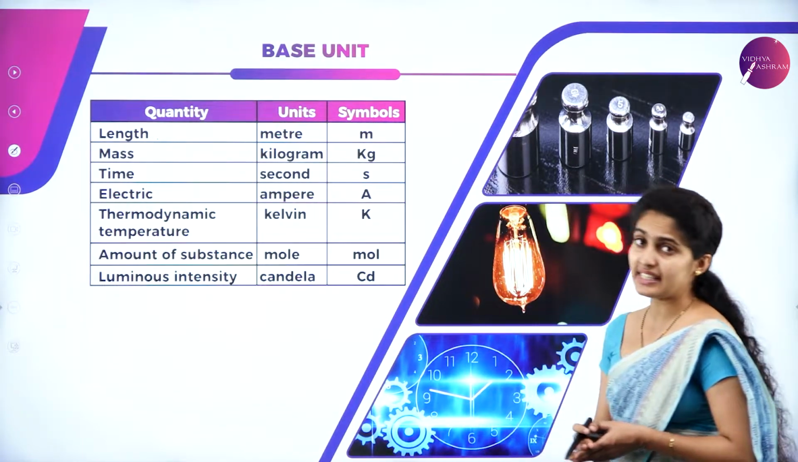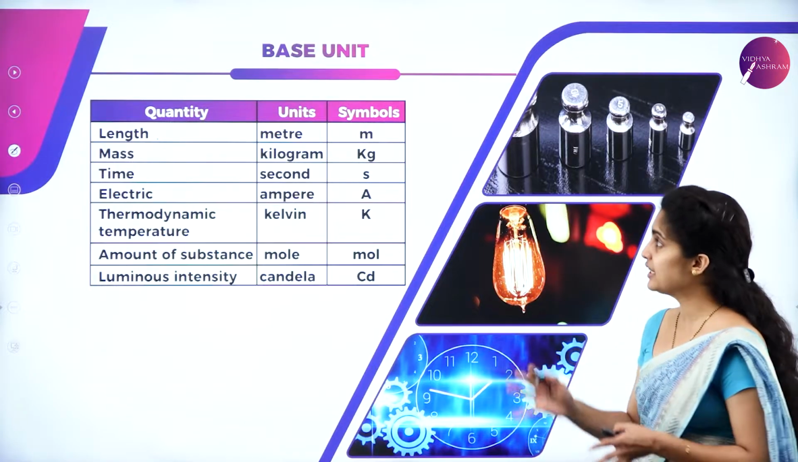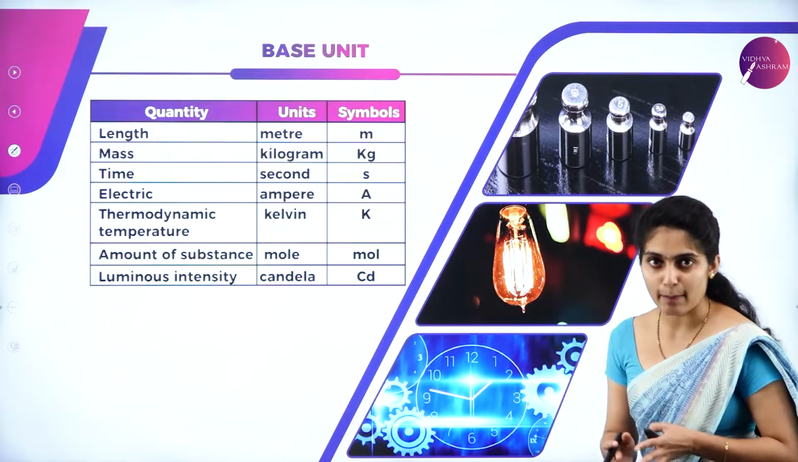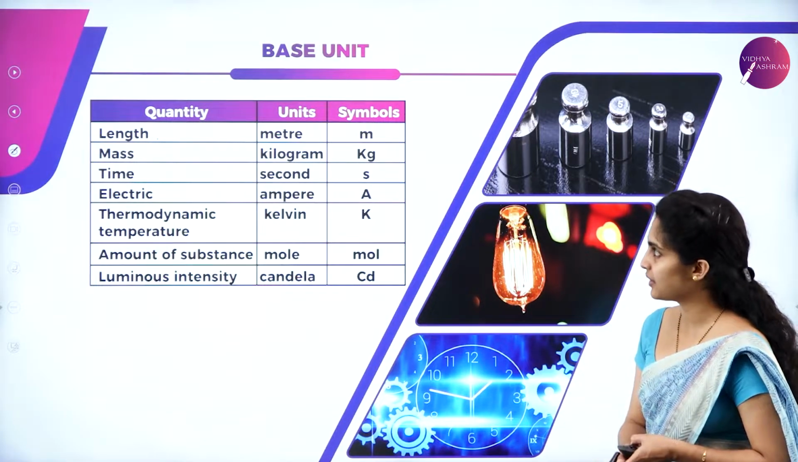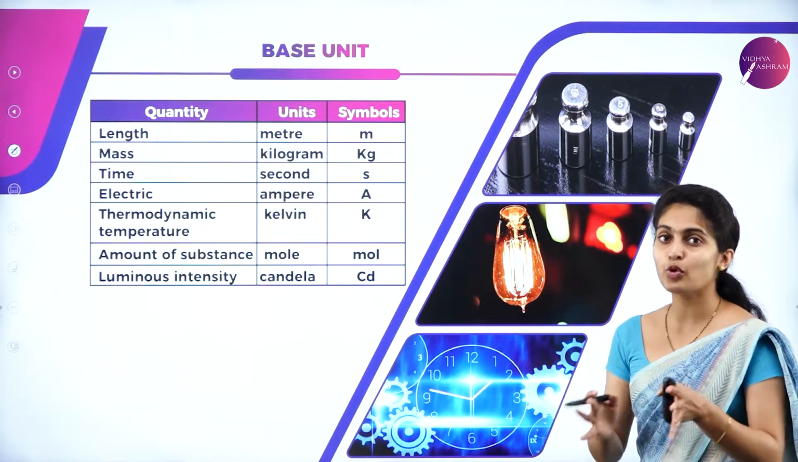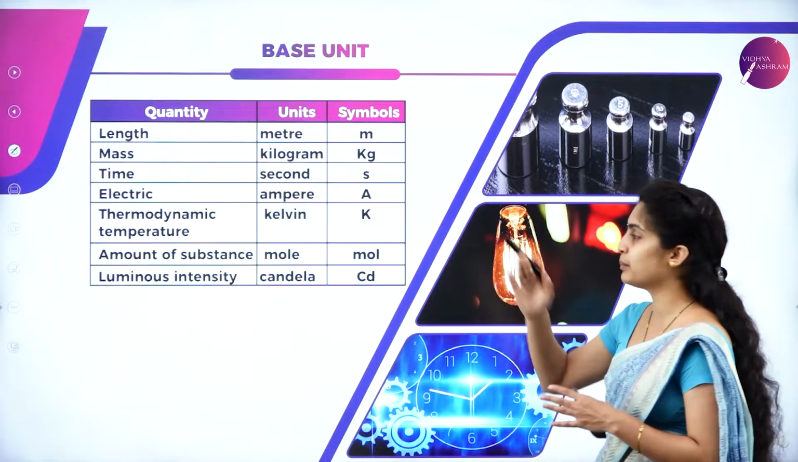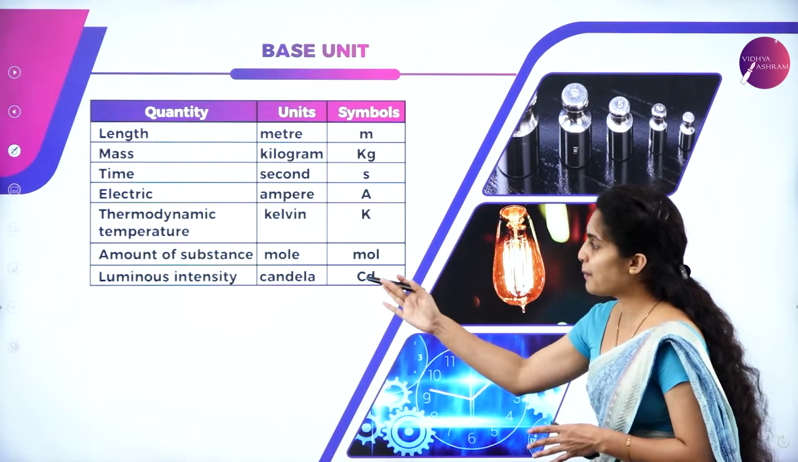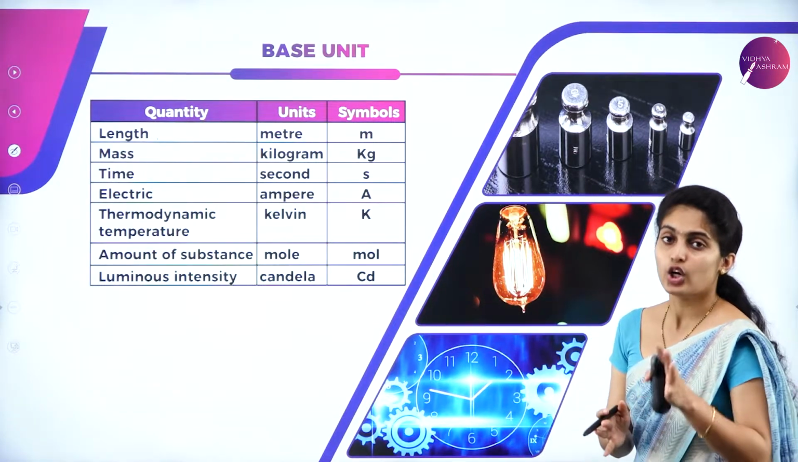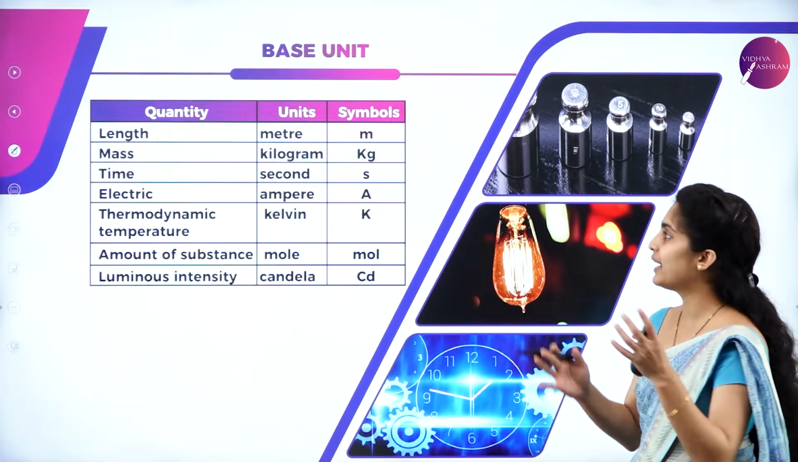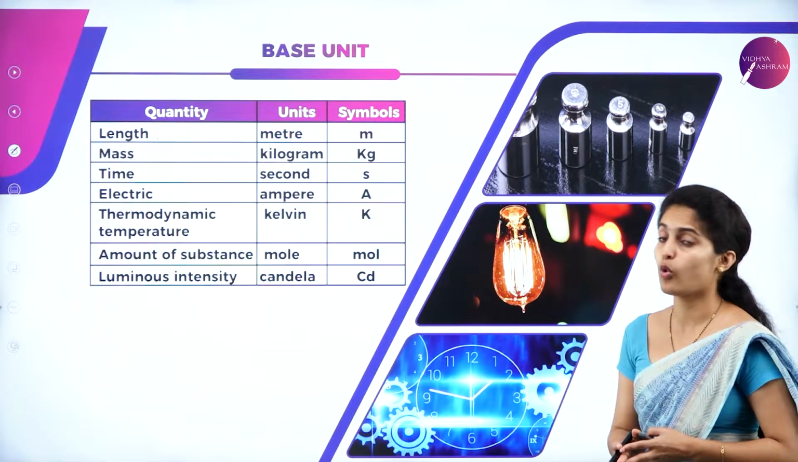The next quantity is electric current, whose unit is ampere, which is given by capital letter A. The next quantity is thermodynamic temperature, which is measured in Kelvin, and its symbol is K. Next you have amount of substance, whose unit is mole and whose symbol is mol.